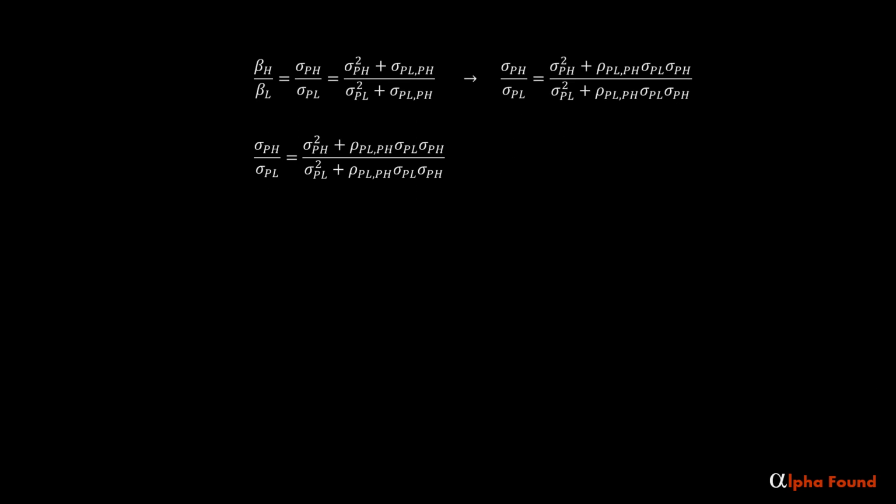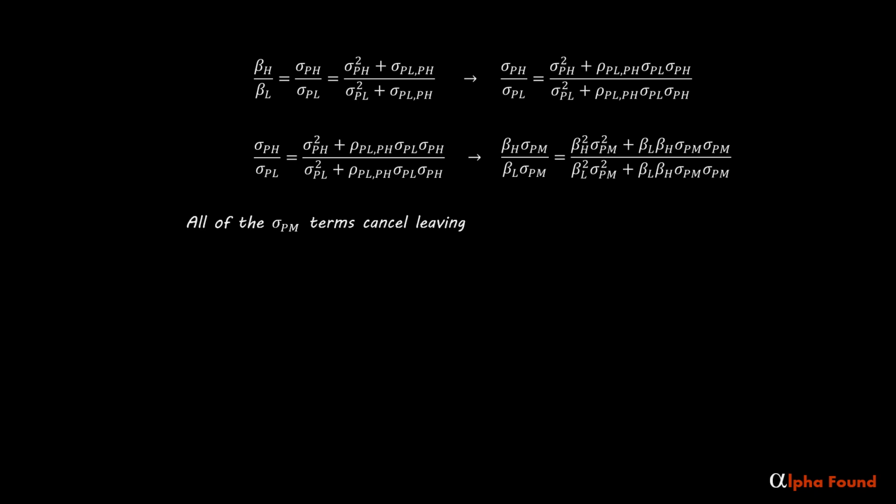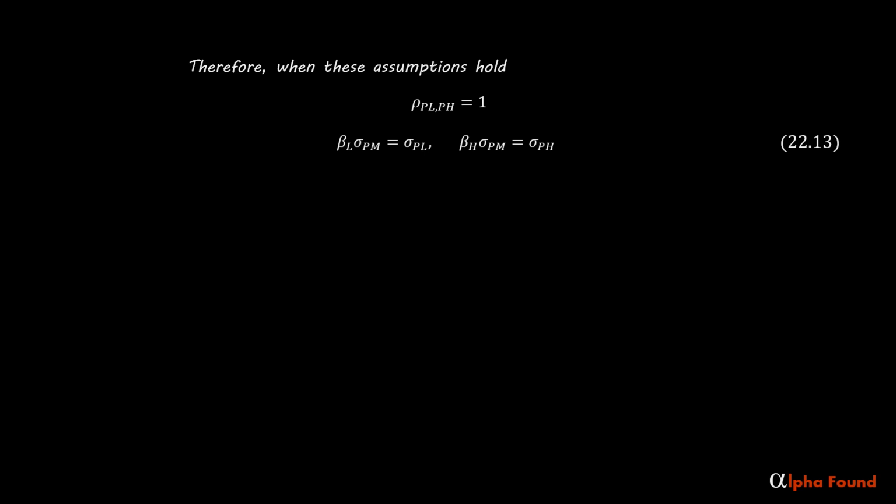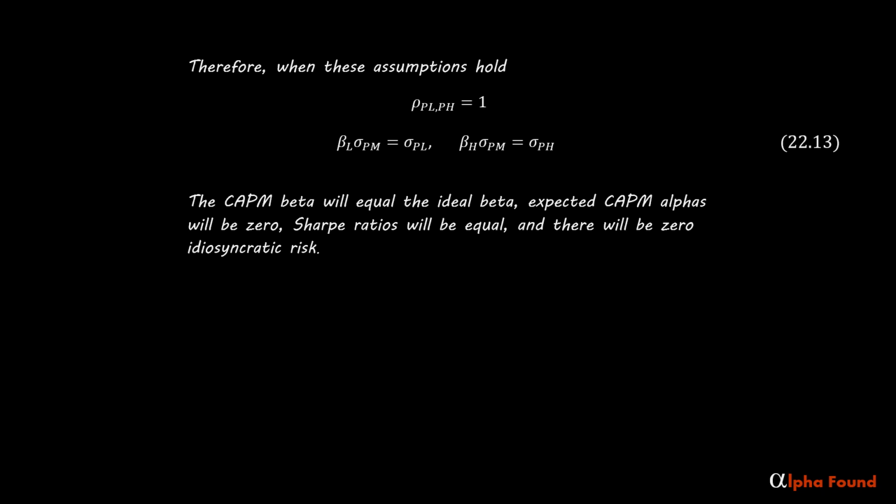then since the correlation between perturbations is 1 and drops out, and again the individual perturbation risks equal the ideal beta times the market perturbation risk, all the market perturbation risks cancel, leaving. Therefore, when these assumptions hold, the CAPM beta will equal the ideal beta, expected CAPM alphas will be 0, Sharpe ratios will be equal, and there will be 0 idiosyncratic risk.